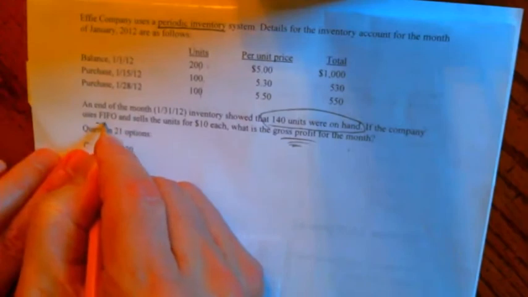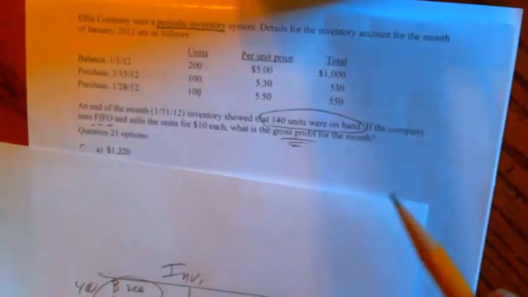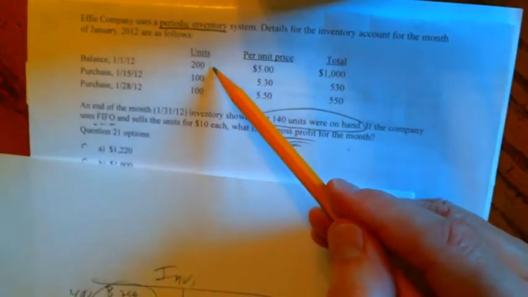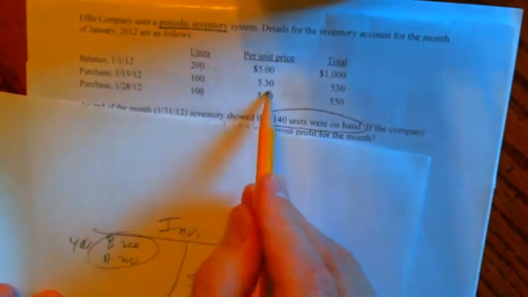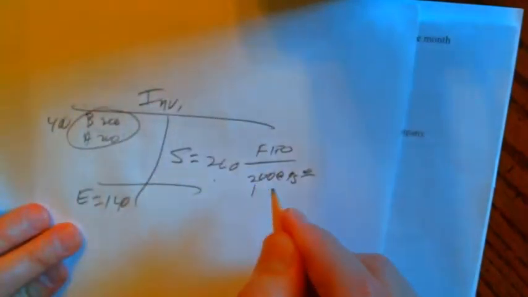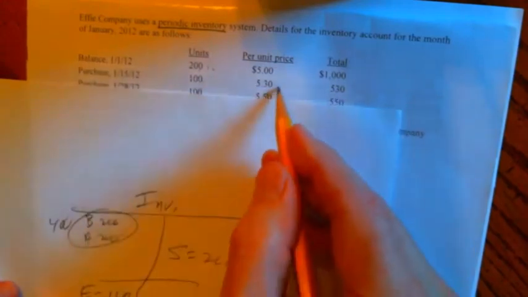We're asked to use the FIFO method, so let's calculate cost of goods sold using FIFO. First in, first out. The first ones in are assumed to be the first ones out, just an assumption. So we've got 200 at $5, and another 100 at $5.30. Oops, all I need is 260, so I just need 60 of the second layer at $5.30. Let me calculate that out.